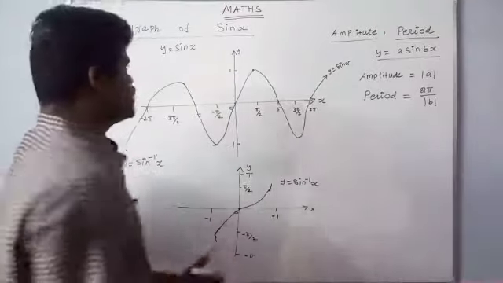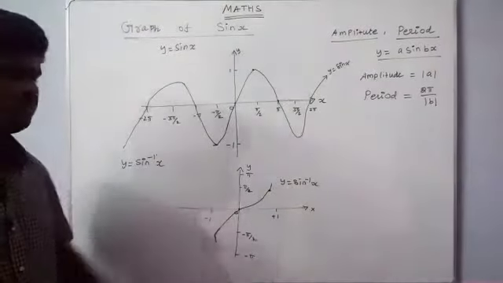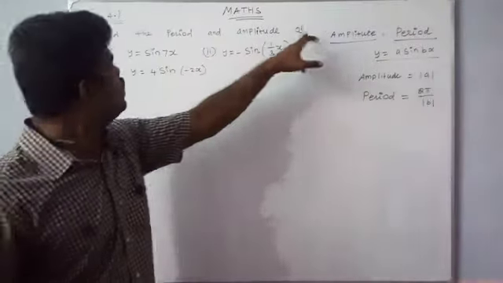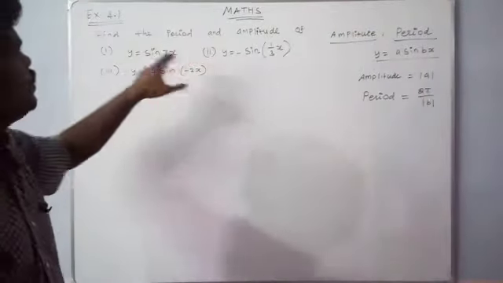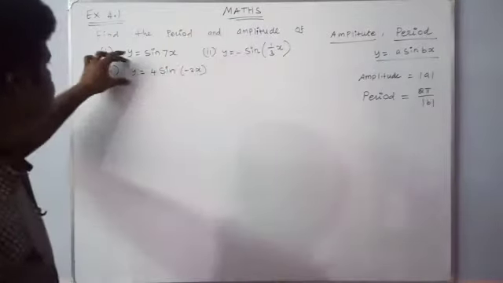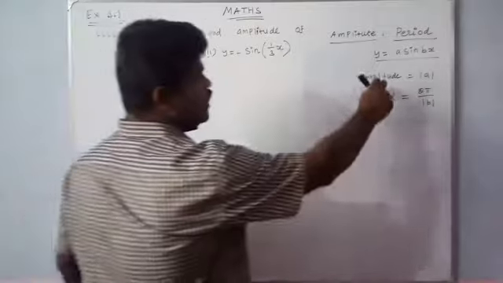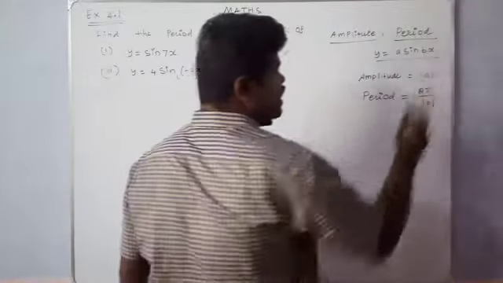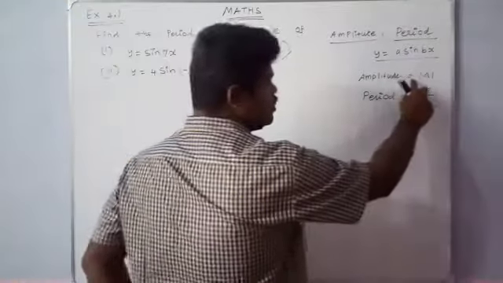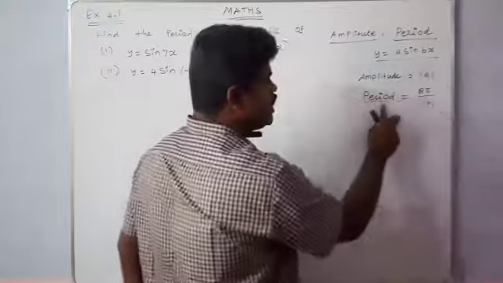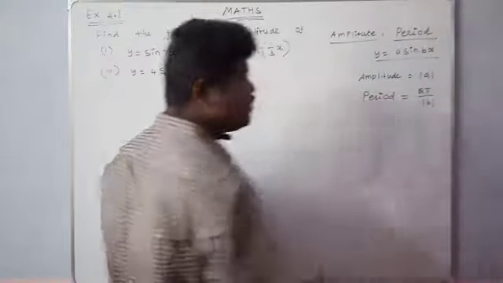Okay, so these are the graphs. So refer to this graph. Find the period and amplitude of this function, y equal to sin 7x, and the second one, and the third one. We have a formula for amplitude and period. The form is y equal to a sin bx. Here we want to know the a value and the b value. The amplitude must be modulus of a and the period must be 2 pi by modulus b.